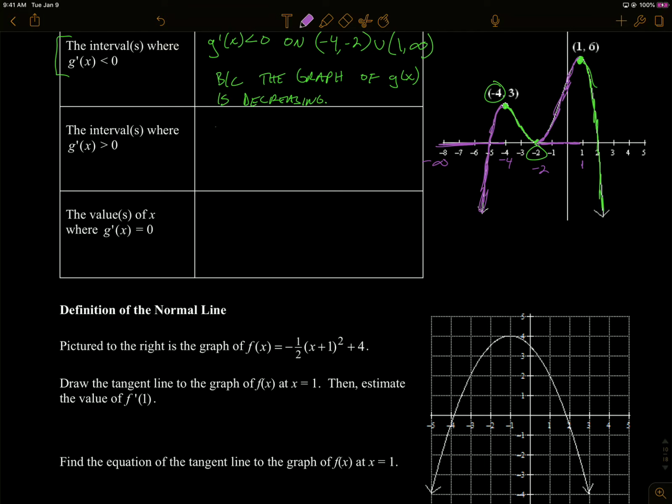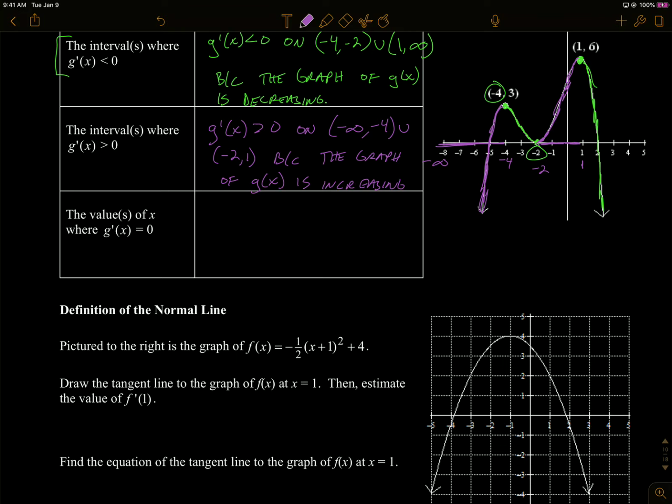Okay, so we're going to say that g prime of x is positive on negative infinity to negative 4, union negative 2 to 1, because the graph of g of x is increasing.